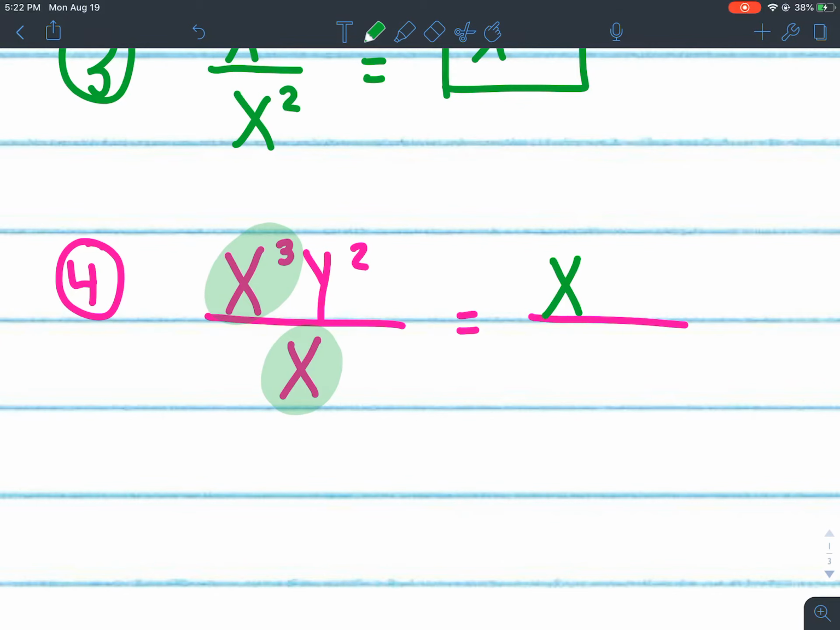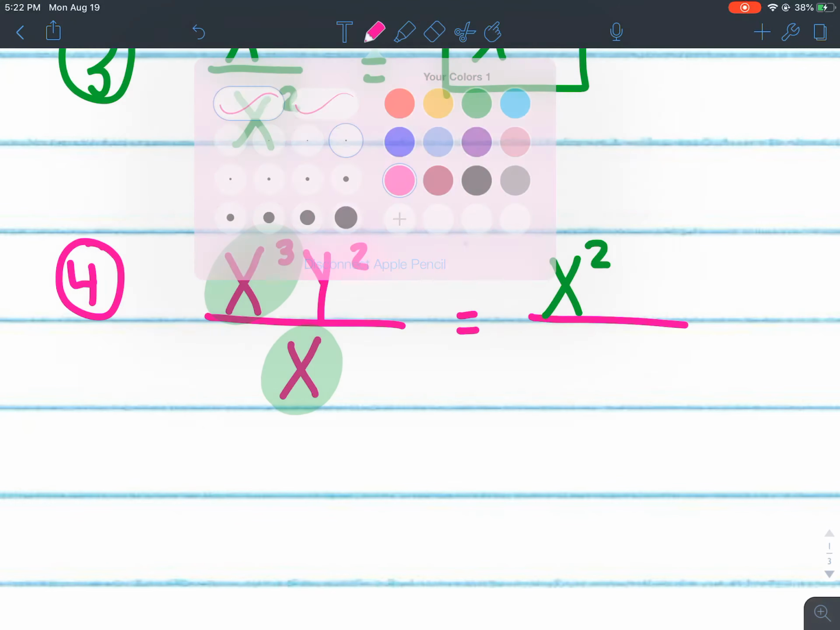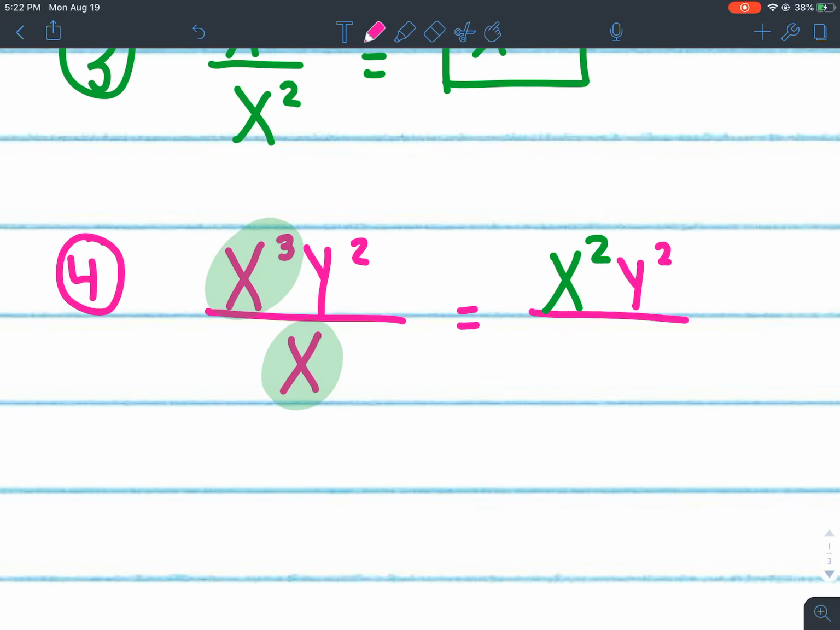And then the difference between the two, well, I have 3 in the top and 1 in the bottom, so 3 minus 1 is going to be 2. So it's going to be a 2 there, x squared. And then the y can't be simplified because there's no other bases that match it, so it's just going to be y squared. Ooh, let me do this in pink, actually. All right, so there's nothing left in the denominator. You could write 1 if you'd like, but you don't have to.